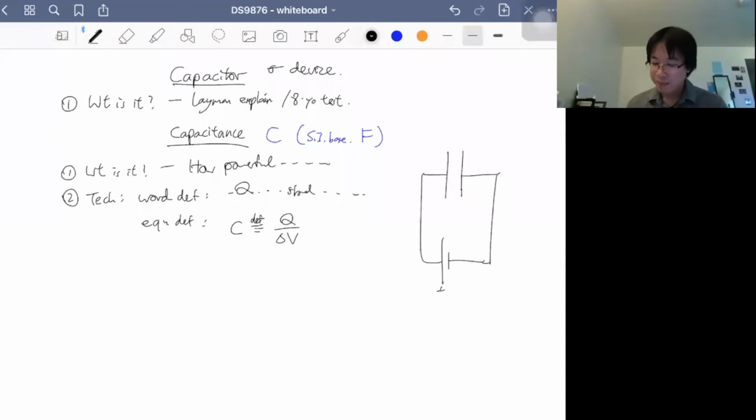The symbol for a capacitor is 2 parallel plates. The symbol for the battery is one longer leg and a shorter leg. The shorter leg looks like a minus sign, so that's how I remember one side is positive, one side is negative. That's the positive terminal and the negative terminal, like that.